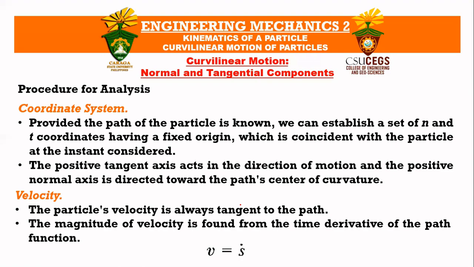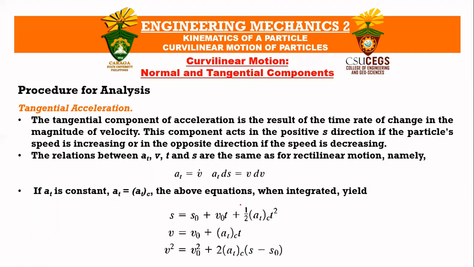And the magnitude of the velocity is found from the time derivative of the path function, which is v equal to s dot, where s is the path of the curve. So you only determine the time derivative of the path function, which we can consider as the magnitude of the velocity. And for the acceleration, like what I've mentioned, it has two components, the tangential and normal components. First is the tangential acceleration, which is the result of the time rate of change in the magnitude of velocity. This component acts in the positive s direction, or in the opposite direction if the speed is decreasing.